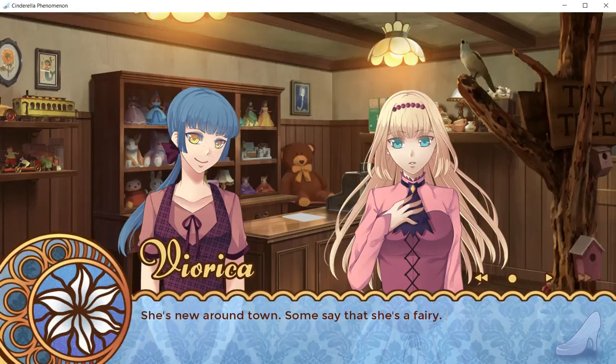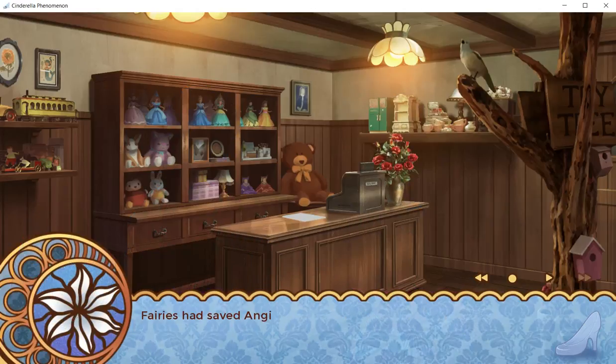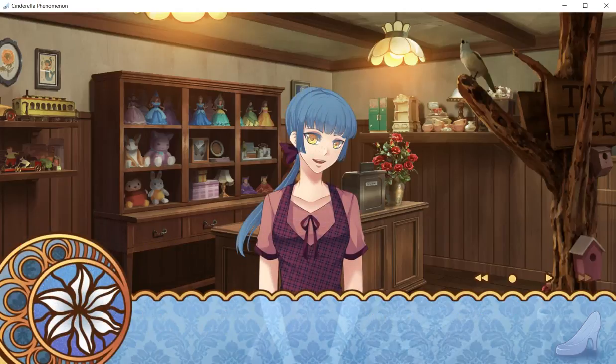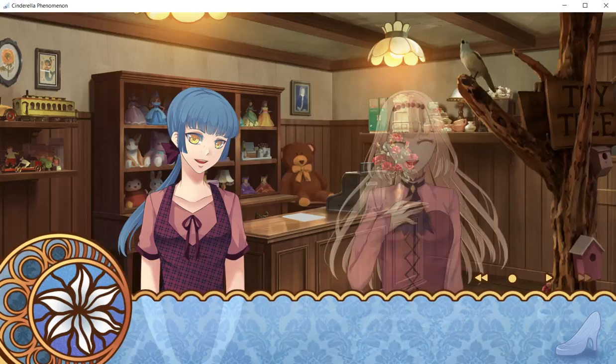New around town. Some say she's a fairy. Fairy? Fairies had saved Angiel from the witches 4 years ago. Everyone considered them our saviors, and yet the fairies are still unable to stop the fairy tale curse from spreading. Here you go! Thank you so much!